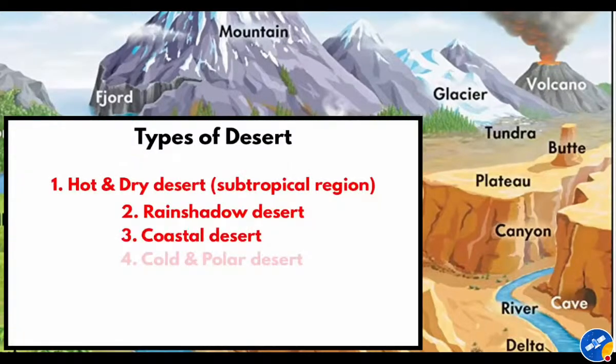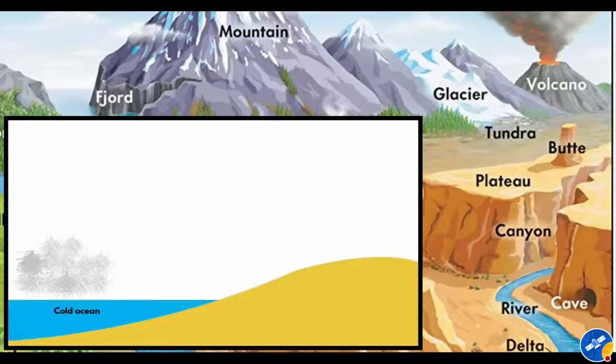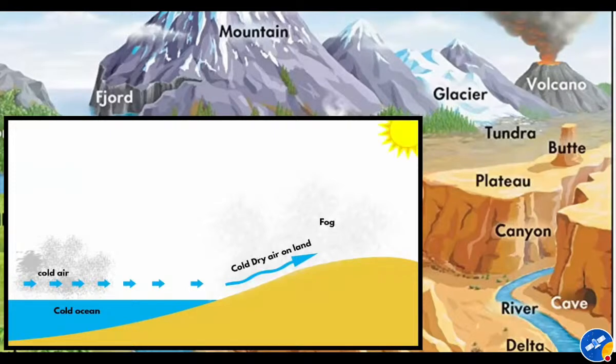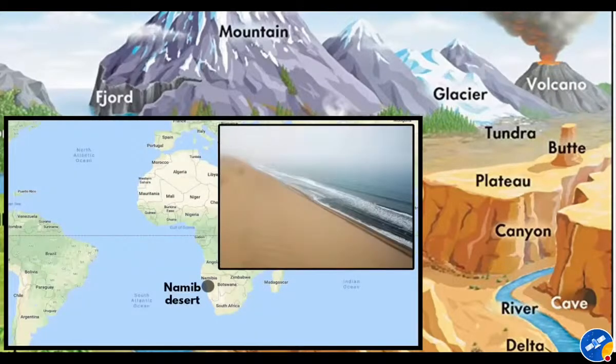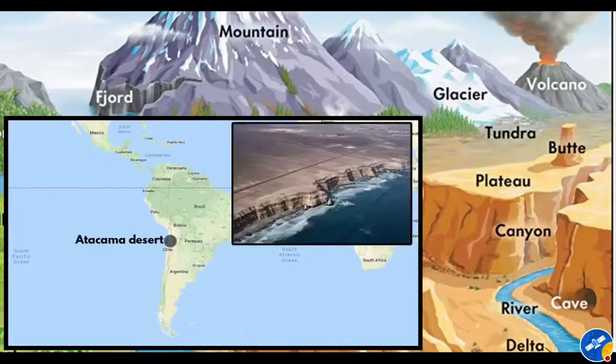The third type of desert is coastal deserts. When cold ocean currents blow towards the shore, these winds are cold because they are in contact with cold water, and they produce a layer of fog, which is a thick cloud of tiny water droplets that are too small to fall as rain. Now, this heavy fog moves onto the land, but the sun's heat makes it disappear during the day. Since there is no rain, the coastal region turns into a desert. Some examples of coastal desert include the Namib Desert in southwestern Africa and Atacama Desert in Chile.